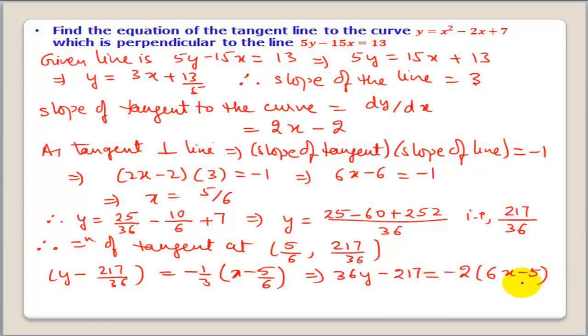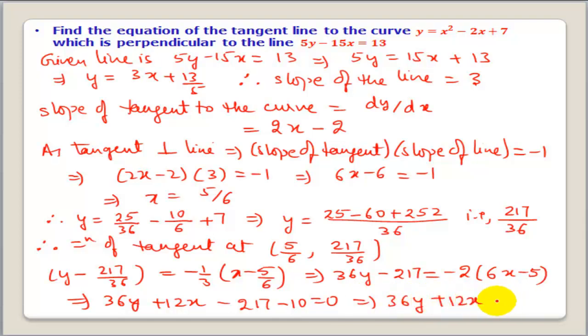Now expanding the right hand side and shifting all the terms to the left, we already have 36y, and this will be minus 12x. Bringing it to the left, we get plus 12x. Then the constant here is minus 217, and shifting this constant, which comes out to be plus 10, to the left side, it will become minus 10 equal to 0. That means our equation is 36y plus 12x minus 227 is equal to 0.